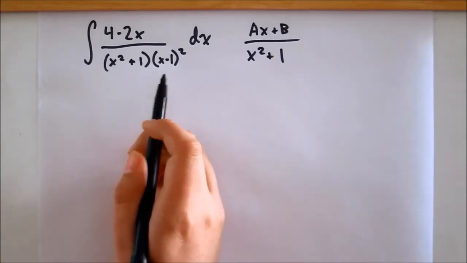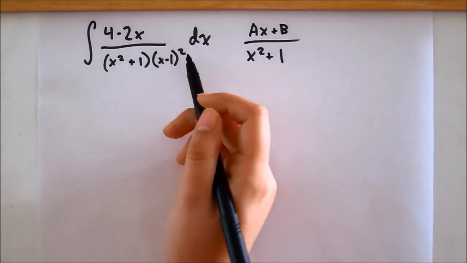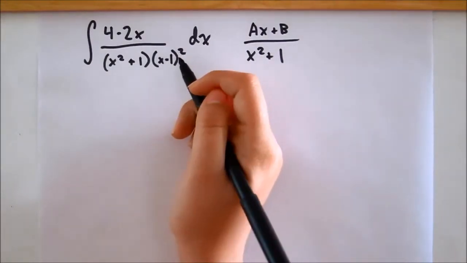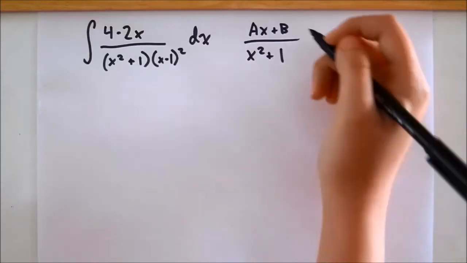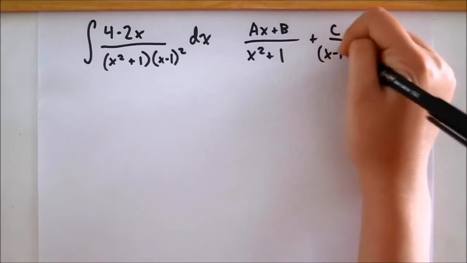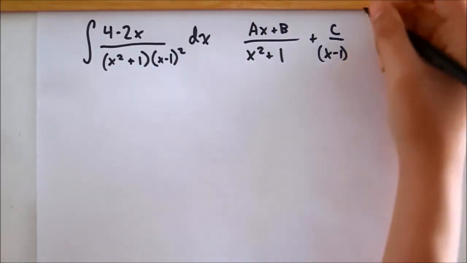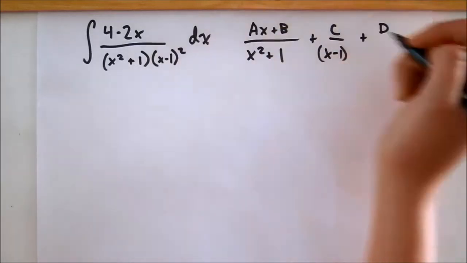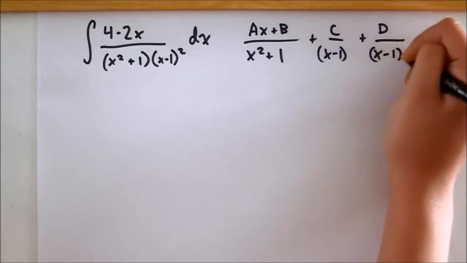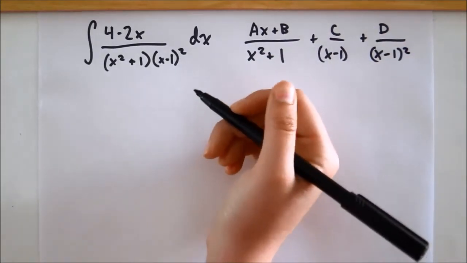Next, we'll look at the x minus 1 squared. Whenever you have x plus or minus a constant to the nth power, we're going to need n different variables to solve this. Because it's raised to the second power, we're going to need two more variables. So we're going to do plus c over x minus 1, that's n equals 1. And then next we'll do d over the whole x minus 1 squared.